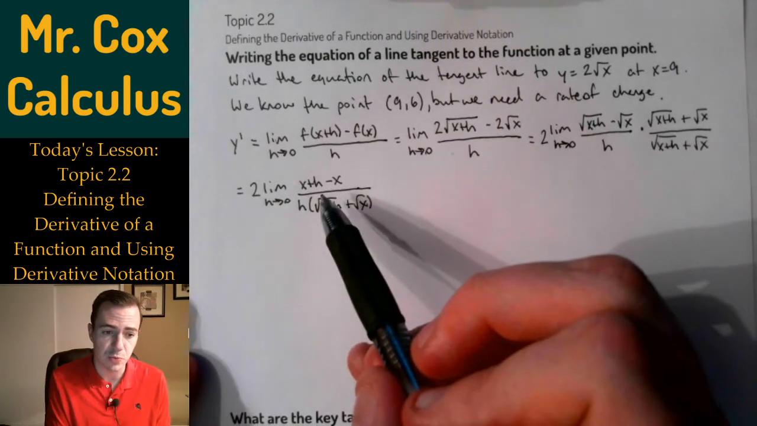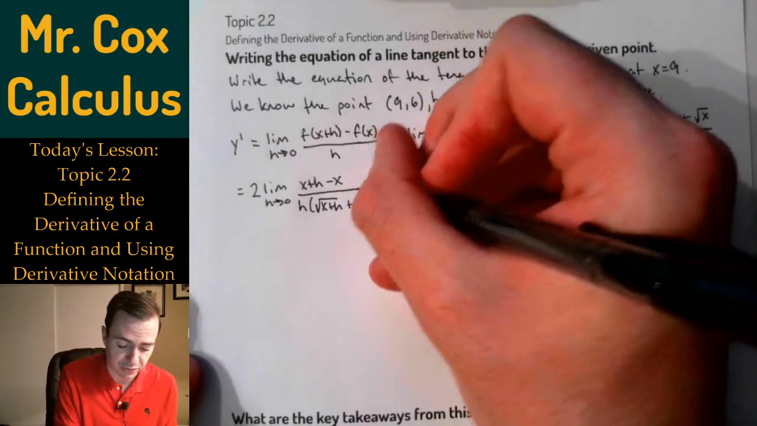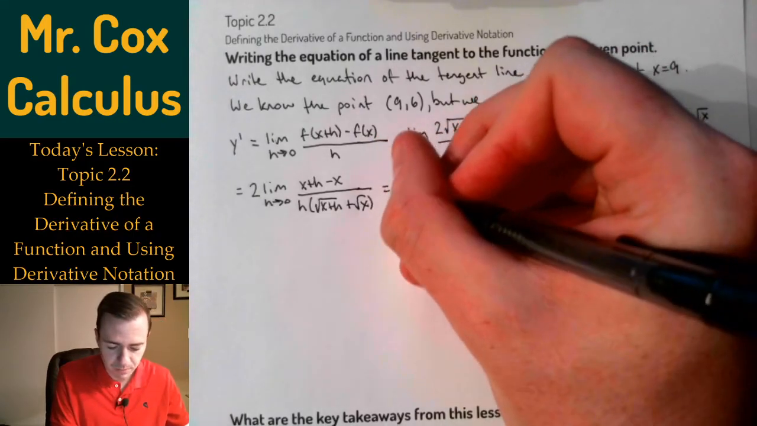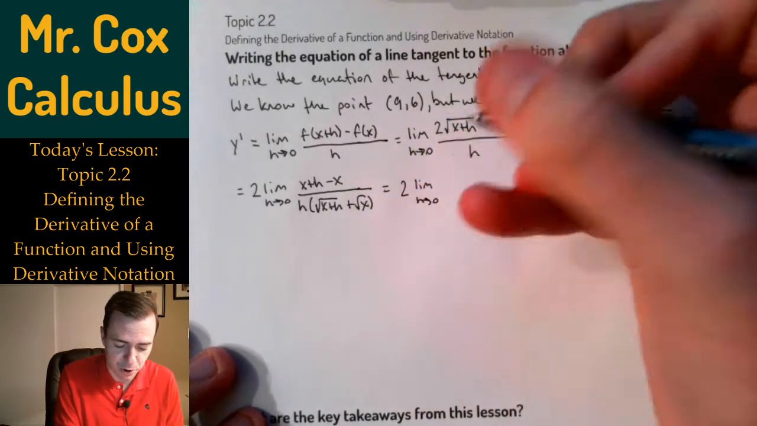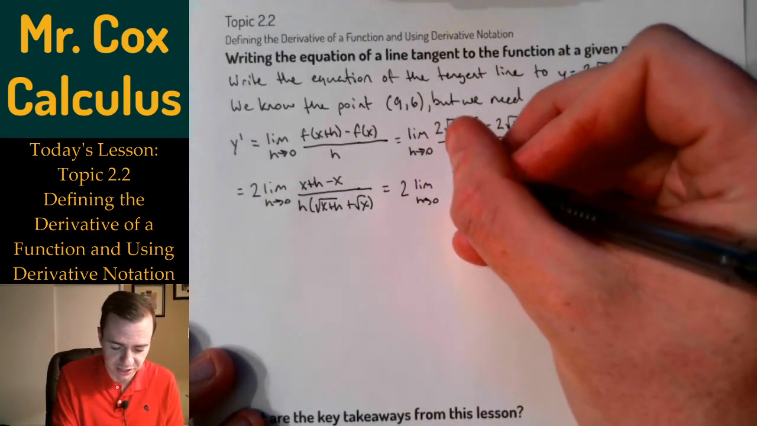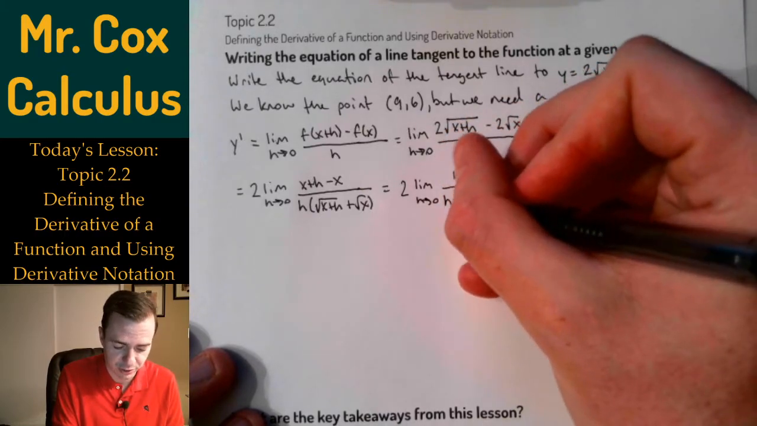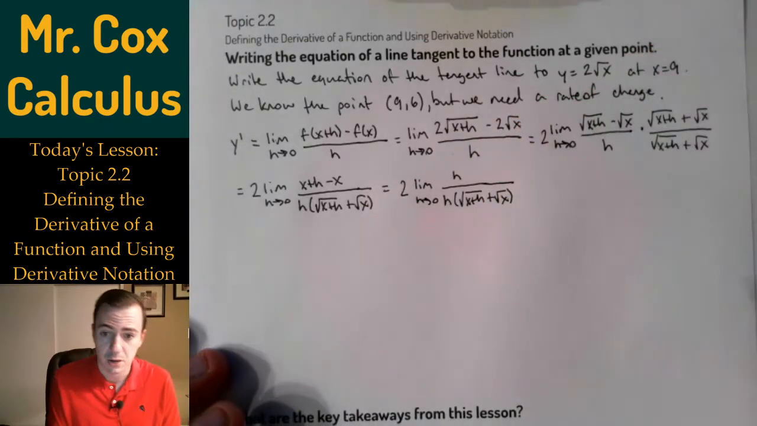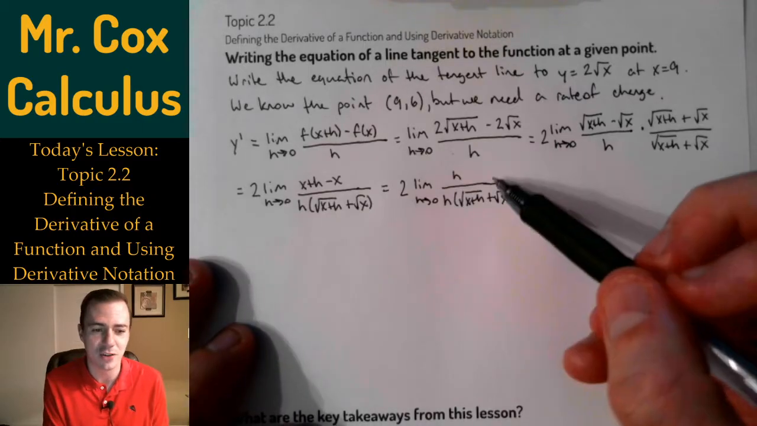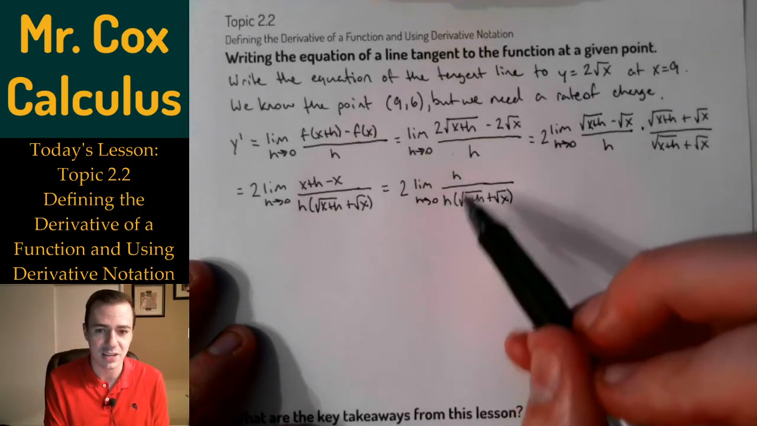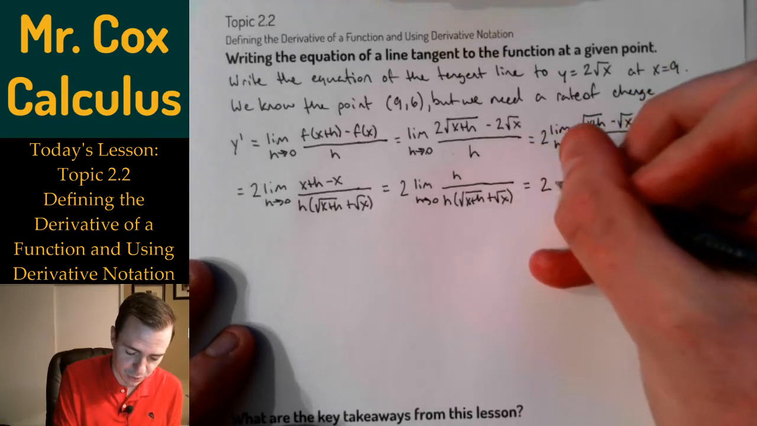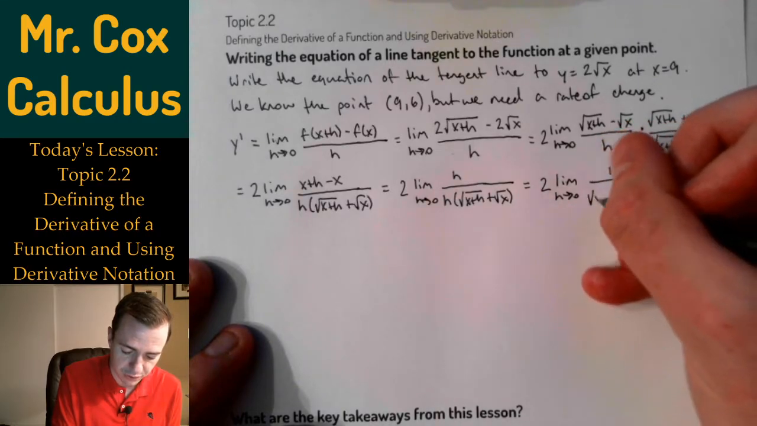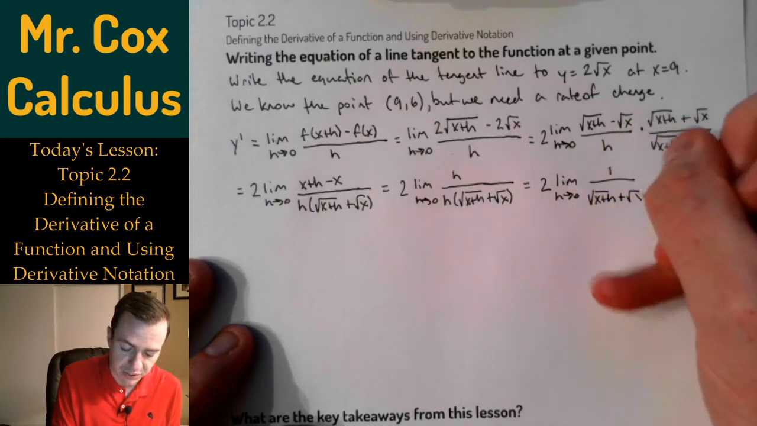Now then, if I take a look at the numerator, x plus h minus x will simplify. That's 2 times the limit as h approaches 0 of, well, the x's are going to cancel, so that's just h over h times the square root of x plus h plus the square root of x. Well, just like when we evaluated limits involving radicals in Unit 1, we now have a cancellation. The h's will cancel, so this is 2 times the limit as h approaches 0 of 1 over the square root of x plus h plus the square root of x.